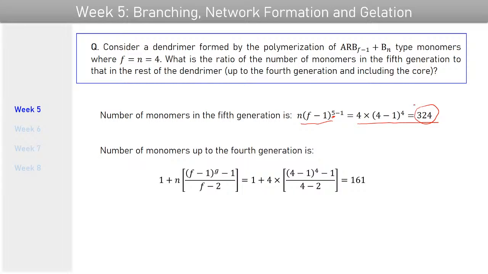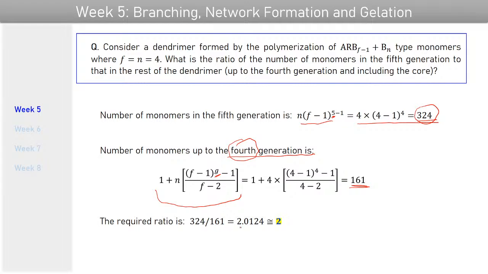If we count the number of monomers up to the 4th generation, the general expression for that again was discussed, where again G is the generation number, which is 4 in this case. Up to the 4th generation, if we substitute the values of n and f as well, we get 161. After this, if we want to find the ratio, that is 324 by 161, which comes out to be very close to 2.